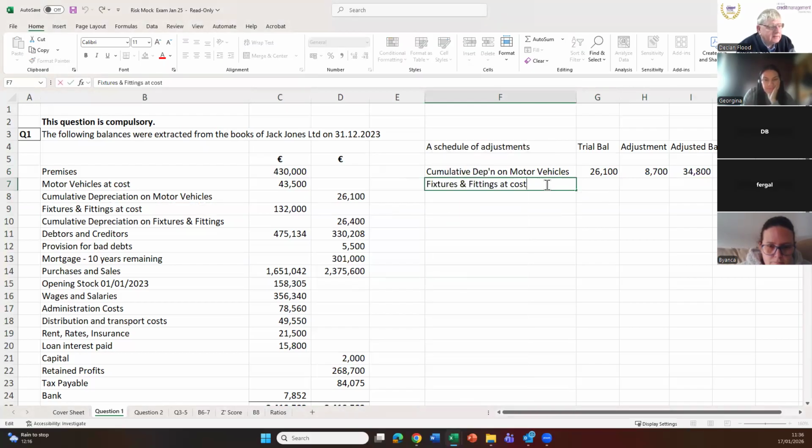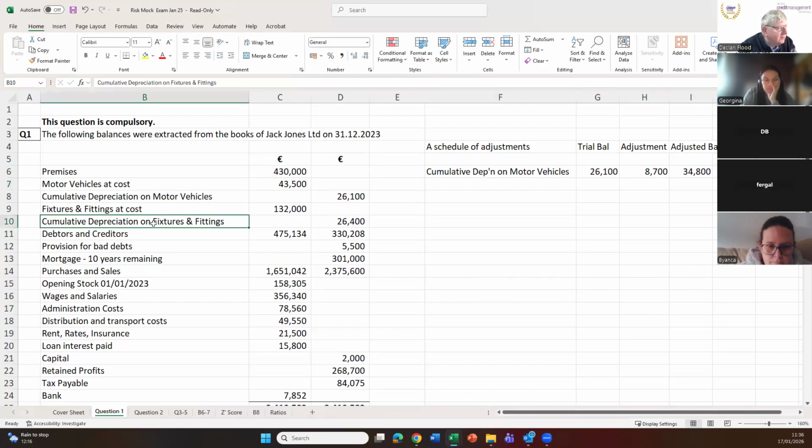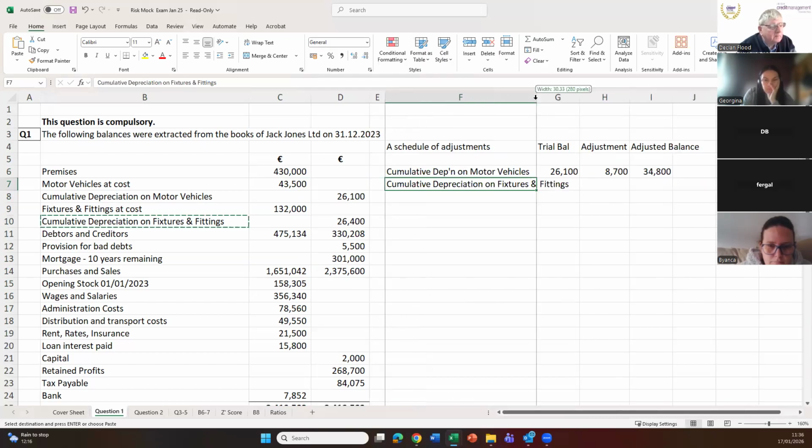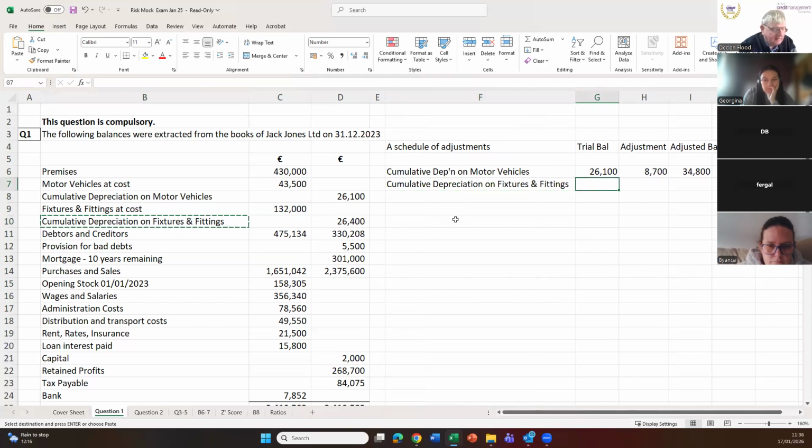Fixtures and fittings. Sorry, I did the wrong one. Cumulative depreciation, because depreciation is what we're looking at. So cumulative depreciation on fixtures and fittings. There we go. And the figure we have is 26,400. What does it tell us?